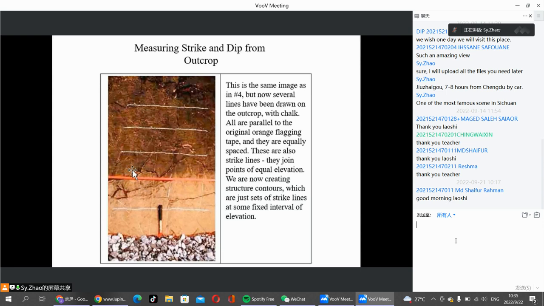And now we see this image, and several lines have been drawn on the outcrop with chalk, and all of them are parallel to the original orange flank tape, and they are equally spaced to each other. And these are also strike lines. They join points of equal elevation, and we are now creating structural contours, which are just sets of strike lines at some fixed interval of elevation.